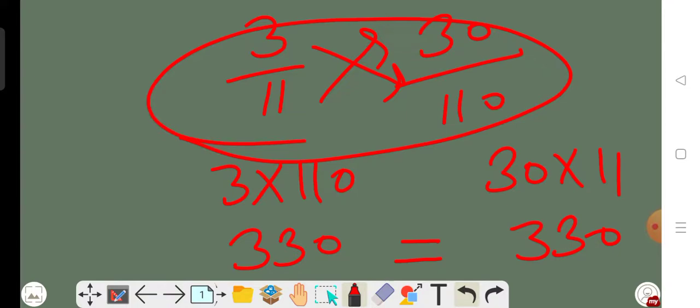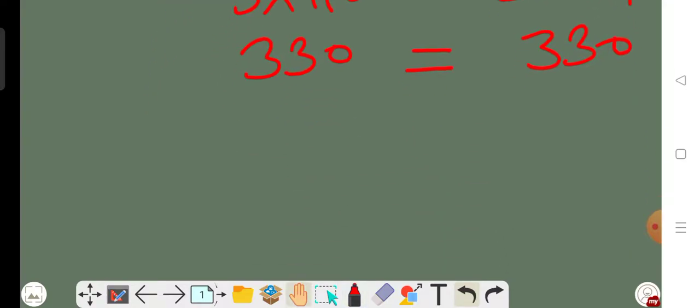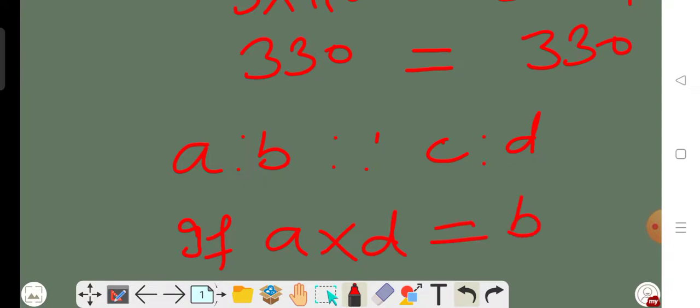Okay, clear? In another way we can write this as: A:B is in proportion with C:D if A multiplied by D must be equal to B multiplied by C. The multiplication of these two and the multiplication of these two must be the same if these are in proportion. So this is the introduction to your chapter ratio and proportion. We will discuss the questions in the next video. Read the basic part of this chapter from your book. Okay, thank you and have a nice day.